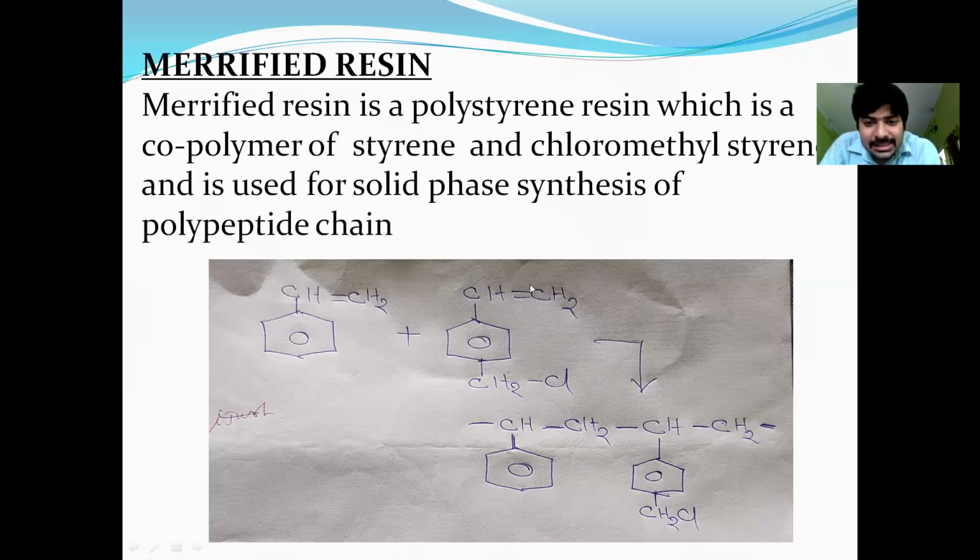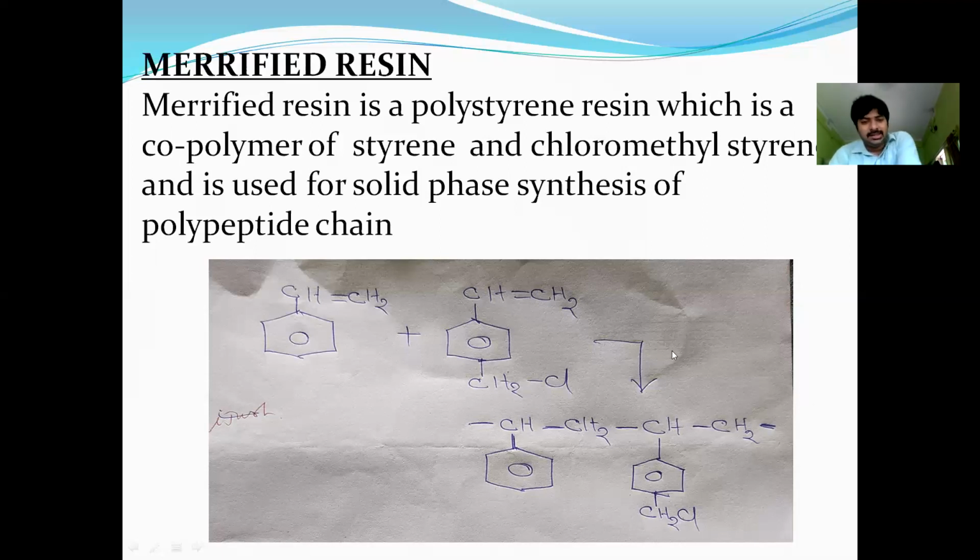This bond will be a single bond. So just see, CH single bond CH2. This bond has become a single bond. And at the beginning, before this CH, there will be a bond. And after this CH2, there is a bond.